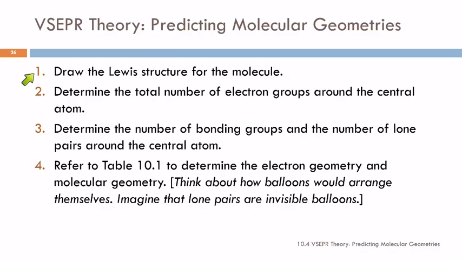So we need to, here are the steps. First, draw the Lewis structure. Figure out the total number of electron groups on the central atom. Determine the number of bonding groups and lone pairs. And this is where I think the book's instructions are just silly. Refer to table 10.1. Well, that's great when you're doing homework. I'm not going to give you that table on an exam. So don't refer to the table. Check your work with the table, but I would recommend doing this. Think about how balloons would arrange themselves, and then imagine that the lone pairs are invisible balloons. And things will go pretty well.